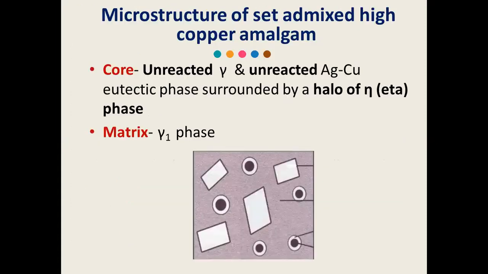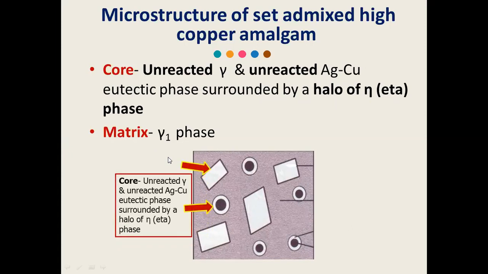So moving to the microstructure of set admixed high copper amalgam. Now, as we have seen in the low copper amalgam, the core was made by the unreacted gamma particles. The reaction was very simple. Now here there are two unreacted products that have been formed, that is unreacted gamma and unreacted eutectic phase, silver copper, and this eutectic phase is surrounded by a halo of eta phase. So this will be your core. Whatever has remained unreacted in the reaction is your core, and the matrix is gamma 1 phase, because no gamma 2 phase is formed, so the matrix is formed only of gamma 1 phase.